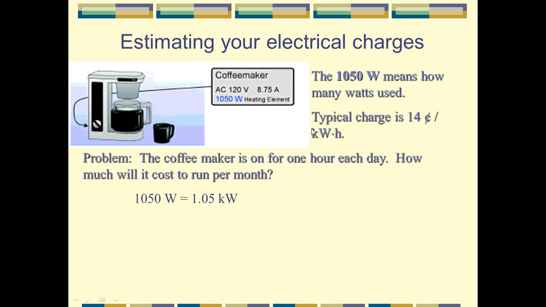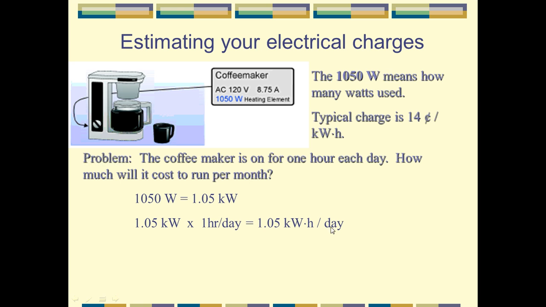Next, we need to take it to kilowatt hours. We're running it for 1 hour. So 1.05 kilowatts times 1 hour per day is 1.05 kilowatt hours per day. Now, if you were running this 24/7, then it would be times 24 hours in 1 day. But here we're only running it for 1 hour. So this is where you might start having adjustments in different problems.